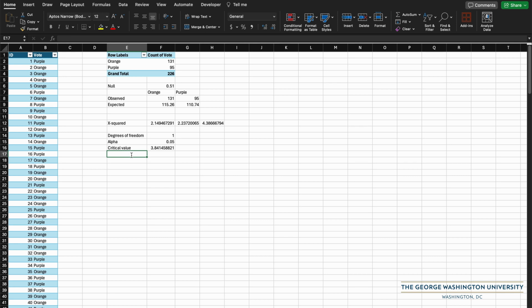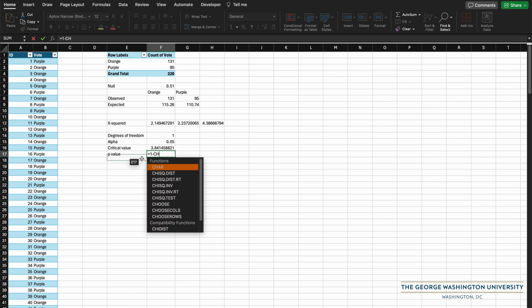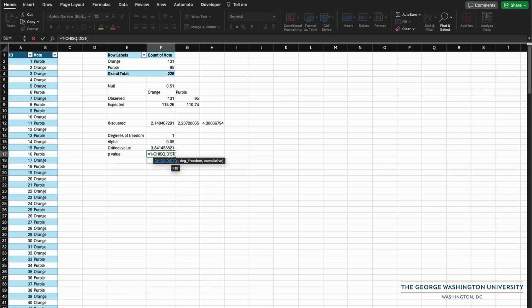Can we also work out a p-value? Indeed we can. That's going to equal 1 minus the CHISQ.DIST. It wants my x-squared statistic, comma, my degrees of freedom, which is 1, comma, cumulative, yes, that is true. Close my parentheses, and look at that p-value. Does that look familiar? 0.036. It is smaller than my alpha value of 0.05, so I reject the null hypothesis. We are saying that from our study, we don't think that the population proportion of people who are going to choose orange in the upcoming election is 51%. In actual fact, our study shows it's going to be more, about 58%.